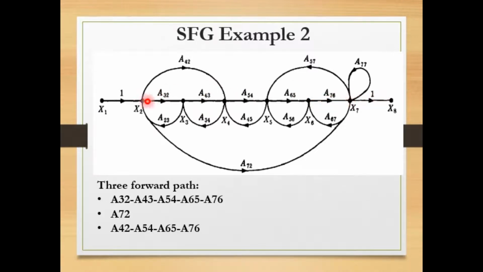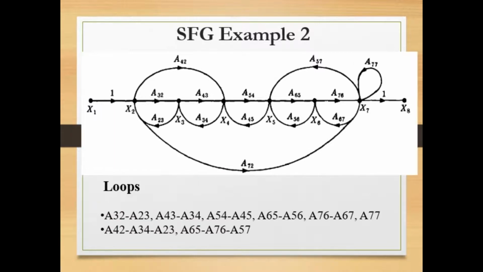Okay, which is the next forward path? The next forward path is along x1, x2, that is with the gain 1, A42, A54, A65, A76 and 1. So this is the gain of the second forward path. The last forward path is along x1, x2 and directly to x7, that is 1 into A72 into 1. So we have 3 forward paths, and these are the 3 forward path gains.